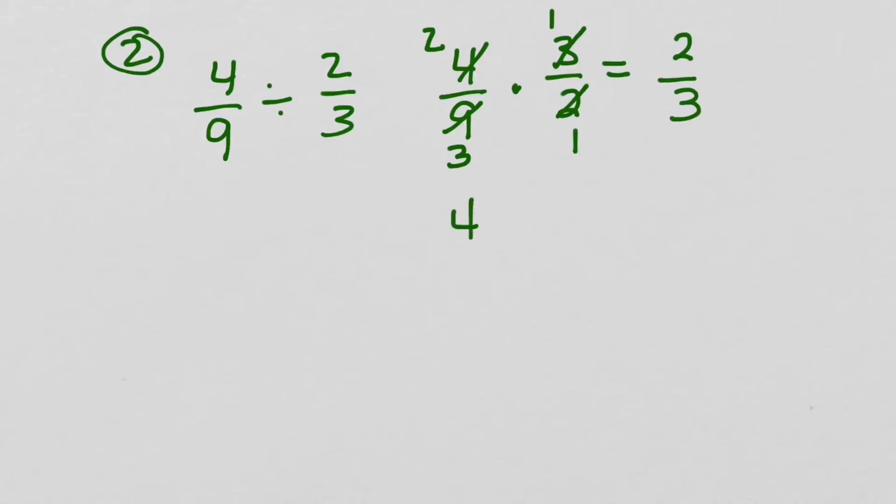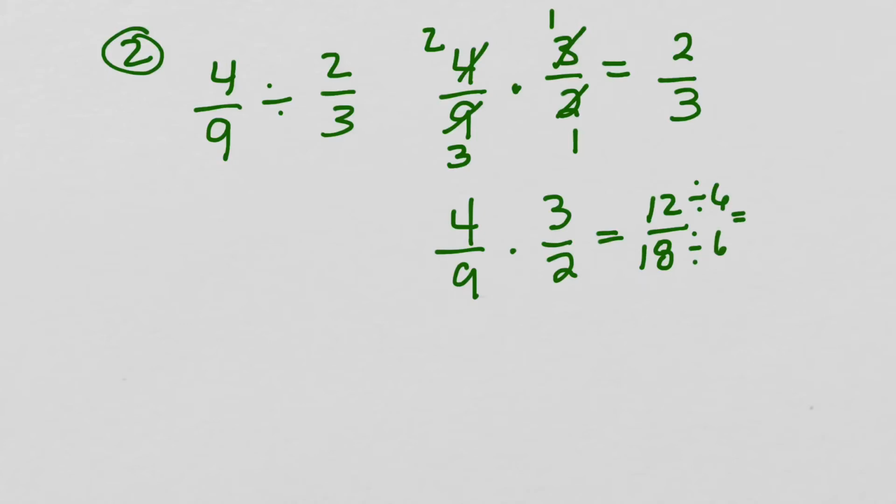You can also do 4/9 times 3 over 2 and just multiply straight across. So that would be 12 over 18. The common factor for 12 and 18 is 6, which leaves us with 2/3. Either way, gets you full credit.